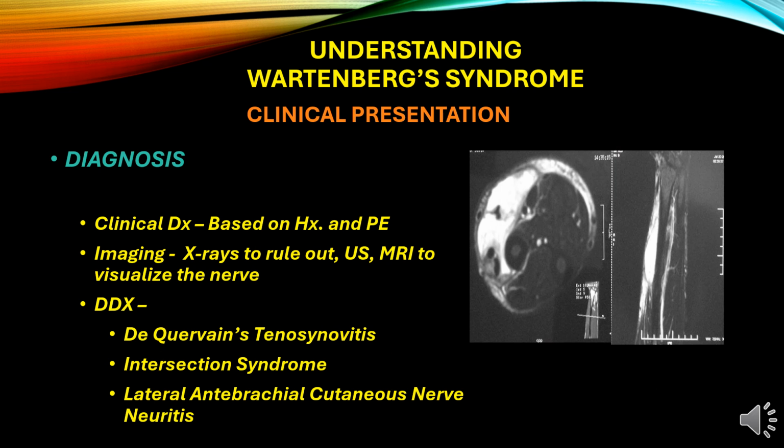Now, diagnosing Wartenberg syndrome is primarily clinically based on a history and a physical examination. It can be supported by imaging, such as x-rays that can rule out fractures, and/or an ultrasound or an MRI to visualize the actual superficial radial nerve itself. Differential diagnoses can be a little tricky here, and it can include de Quervain's tenosynovitis, intersection syndrome, which I'll discuss in a future presentation, and lateral antebrachial cutaneous nerve neuritis. Differentiating Wartenberg syndrome from similar conditions is essential for effective treatment.